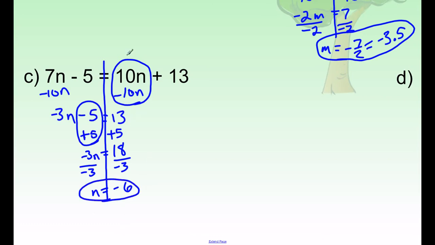Let's see if I can check this one in my head. 10 times negative 6 is negative 60. And negative 60 plus 13, that's a little bit more complicated. The signs are different, so you have to subtract. You're going to get negative 47. Over here, 7 times negative 6 is negative 42, and negative 42 minus 5 is negative 47. So this checks out. That is our solution.